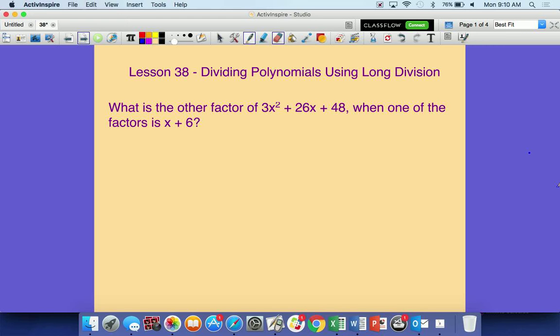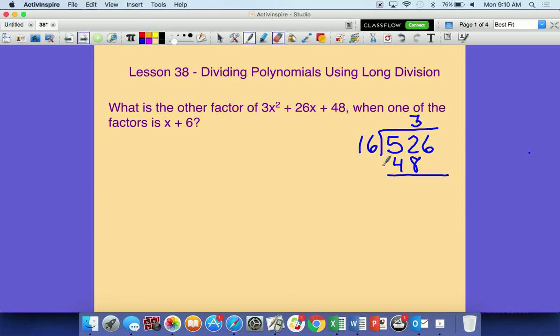Before we do this problem on the board, say that we took and divided 526 divided by 16. Alright, how would we do that? Well, our first step would be, well, can 16 go into 5? No, it can't go into 5. 16 can go into 52. How many times can it go in? It can go in 3 times, because 3 times 16 is 48.